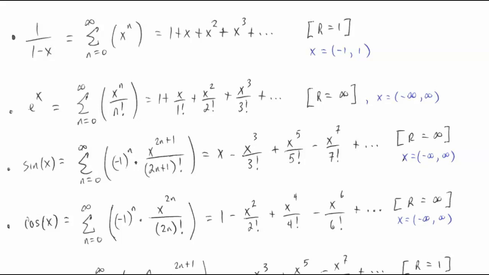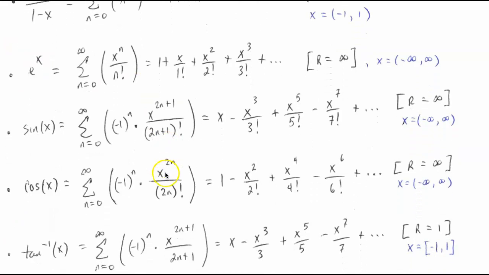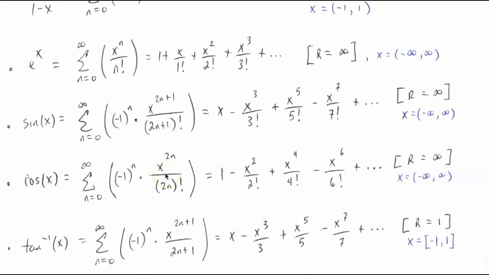So with cosine, kind of the same thing. Of course, the difference there is with cosine, we end up having all of the even power terms, whereas for sine, we have all the odd power terms. Next, we have tangent inverse. And so tangent inverse looks very similar to sine. The only difference is that for sine, we have 2n plus 1 factorial in the denominator, whereas for tangent inverse, or arc tangent, it is just 2n plus 1 in the denominator.